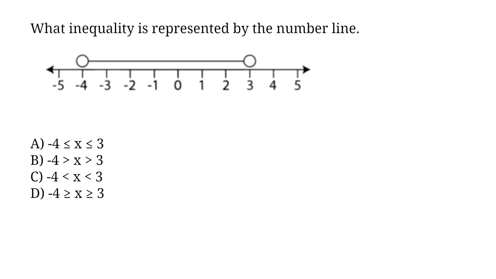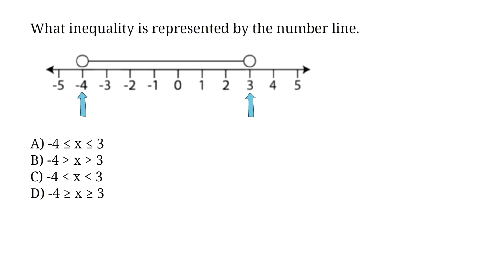There are 3 things we are looking at here. The first is the endpoints. Here, we have -4 and 3. We can see that all the answer choices have -4 and 3, so we cannot eliminate any of the choices.